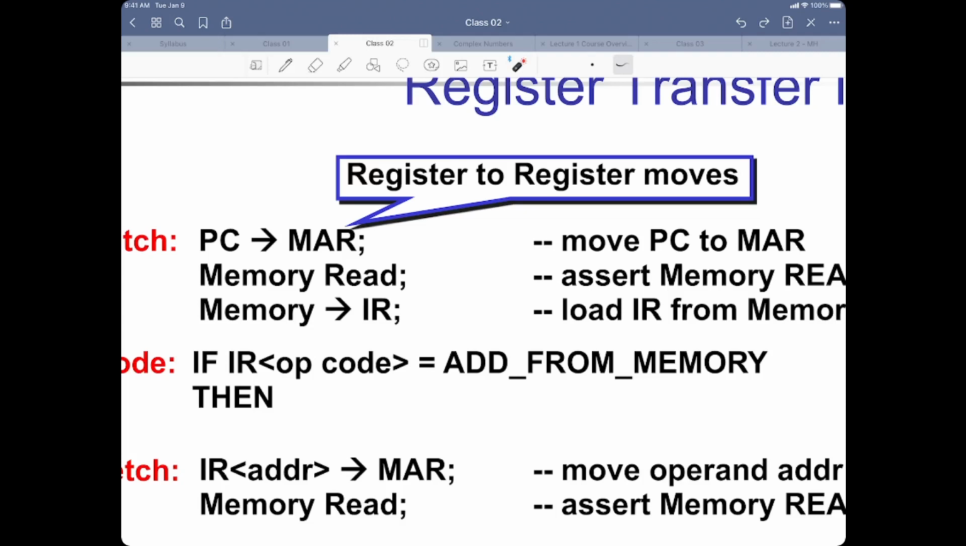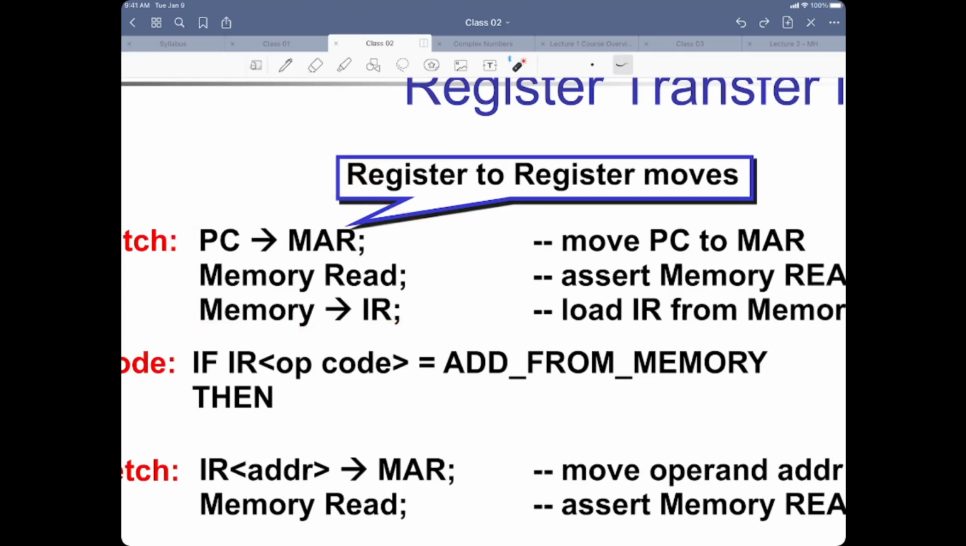Does that change for any instruction? Or does that change when you change instructions? Does this change when you go for add or halt or branch or jump? Does it change the first 3 register transfers? Doesn't change. You guys are right. Always.